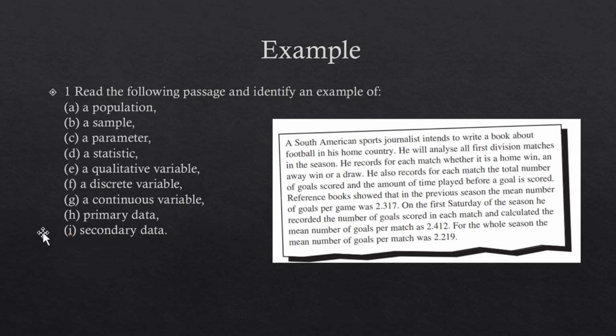Alright, so in this passage, the population mentioned will relate to the division matches in 1999 to 2000, and either the results, the total number of goals scored, or the amount of time played before a goal is scored would represent the population.